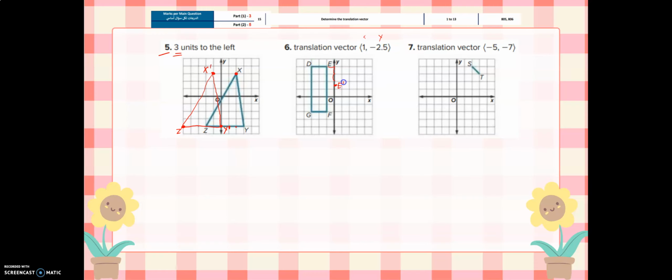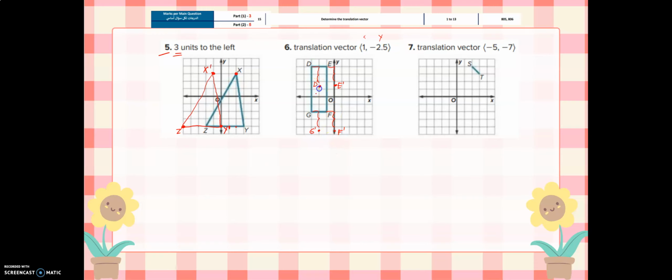So your E prime is along this location, and then your D prime would be 1, and then 1, 2.5 is somewhere here. Okay, I hope you could follow. So this is your D prime, and your G would be 1 to the right and 2.5 down. So this is your G prime, and your F would be 1, and then 1, 2.5 is somewhere here also. So this is your F prime.